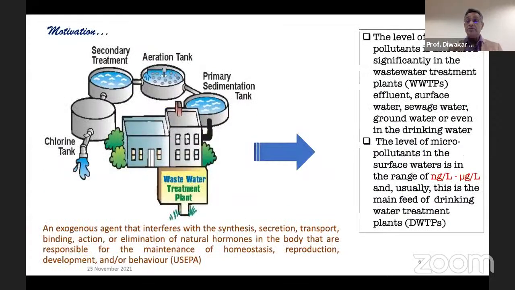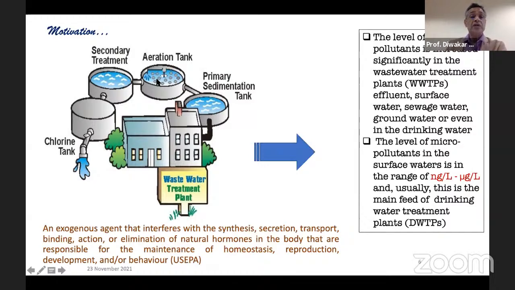This is the conventional treatment plant, globally. There is a primary unit that receives sewage, industrial waste and so on. The primary tank is a sedimentation tank where the sedimenting materials, or pollutants, are settled and removed.